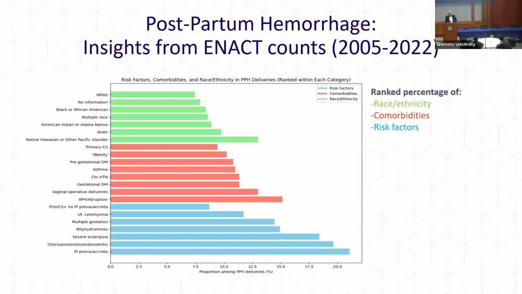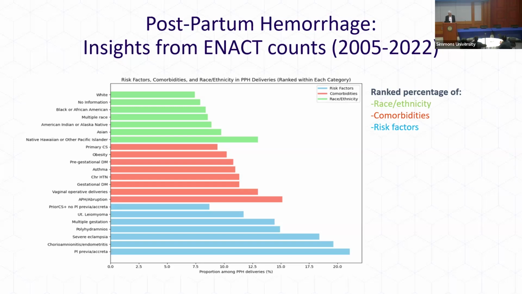We also looked at simple demographics, and here these bars represent breakdowns in terms of incidence based on race and ethnicity, which are the green bars, in terms of some of the comorbidities like obesity and gestational diabetes, which are the reddish brown bars. And also there are risk factors, and this is looking at the incidence of risk factors. These are the blue bars.